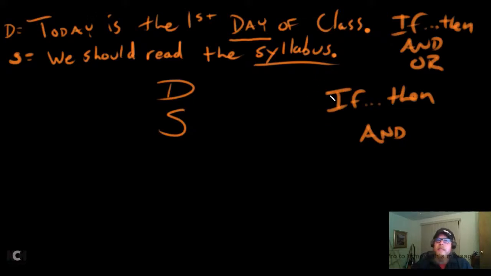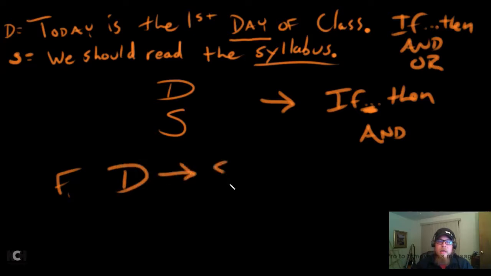Now in this class, the if then statement is going to be represented by an arrow. It's going to look like this. And whatever follows if goes on the left side of the arrow, and whatever follows the then goes on the right side, basically. So if that's true, what would it mean if I wrote this? I'm just going to call it F1 here. If I wrote D arrow S, based on the D that we have here and the S that we have here, what would this mean?